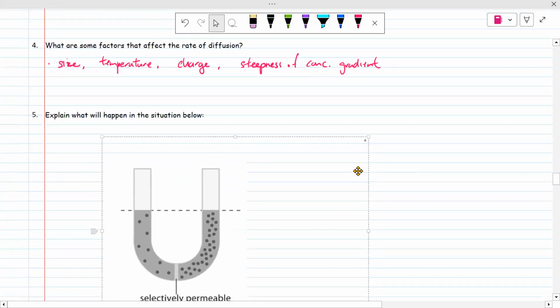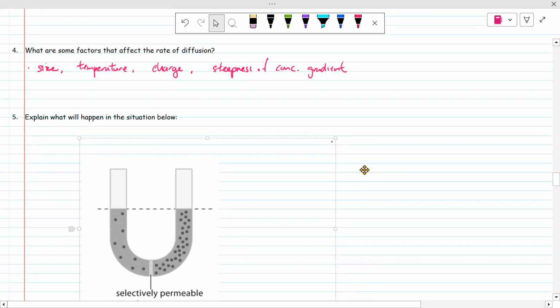Okay, so this thing here, I already explained to you in class. I want to explain to you again. First of all, the membrane is selectively permeable. So the dots cannot move. Only the water can move. So let's get this straight.